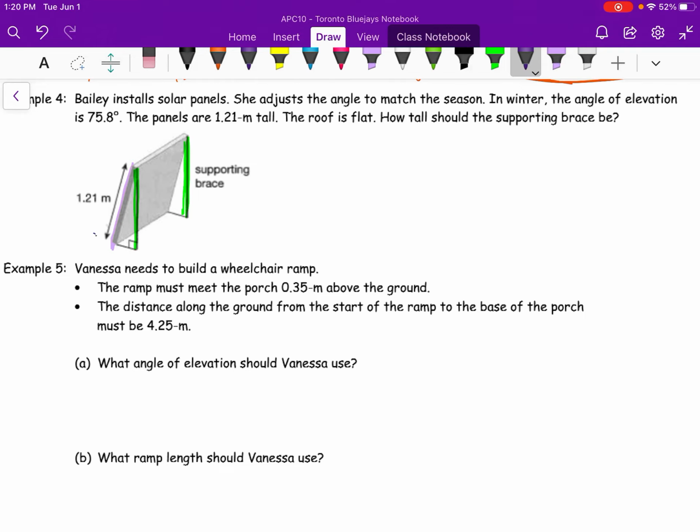So the angle of elevation, now this is weird, but let's pretend that we're looking at it from the side. This would be the angle of elevation right here, theta. So I'm just going to take this apart and look at it from this perspective. I'm going to look at it from the side, and it happens to have a right angle, I sure hope, because otherwise I can't do this question. The panels are 1.21 meters tall, and that would correspond to the hypotenuse. The angle of elevation is 75.8 degrees.